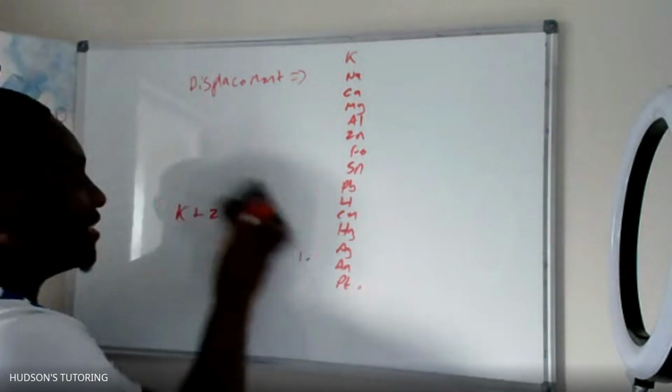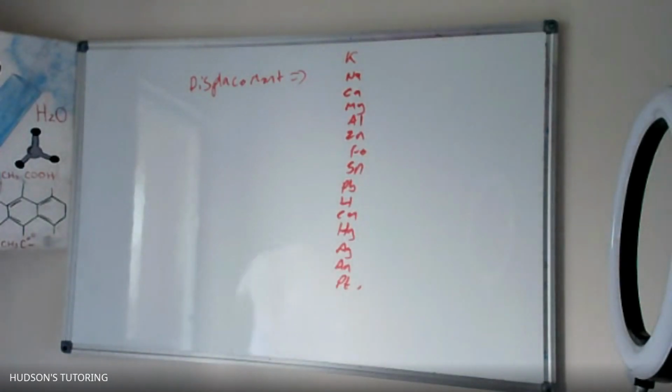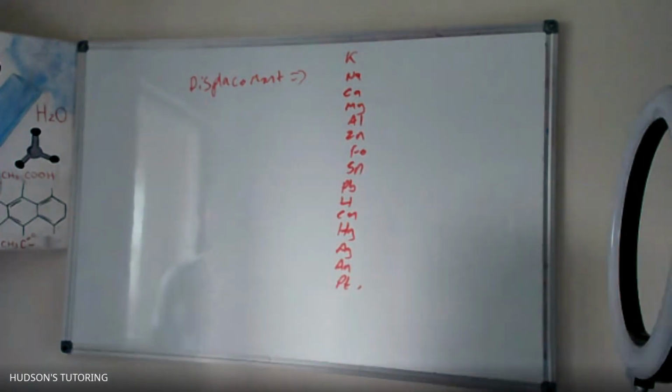All right, so let's go. So that is your displacement reaction. You also have displacement reactions when it comes now to non-metals. For example, non-metals' reactivity increases going up the group. Therefore, fluorine is more reactive than chlorine, which is more reactive than bromine.